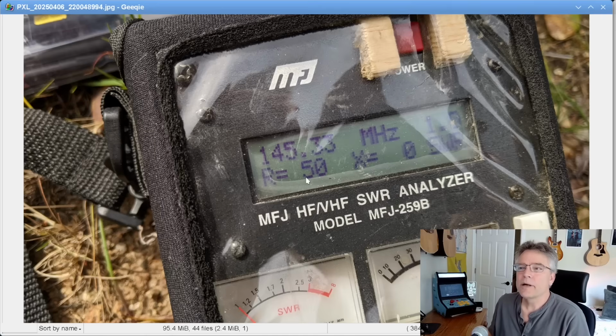So ideally, we want 50 R's and 0 X's, right? That's 50 ohms of characteristic feed point impedance. And then we want no reactance. That's what this X is. And then we want 1:1 SWR ratio. Now, that's ideal. That means all power is being radiated. Now, in what direction? I don't know. Ideally, towards the horizon. So that's kind of where the quarter wave ground plane comes in.